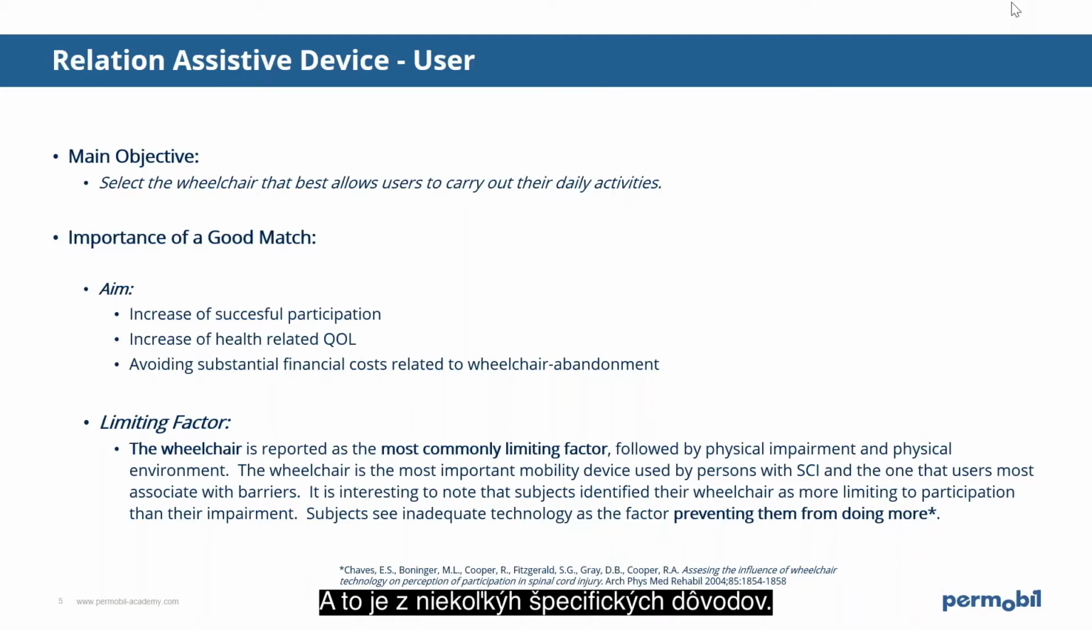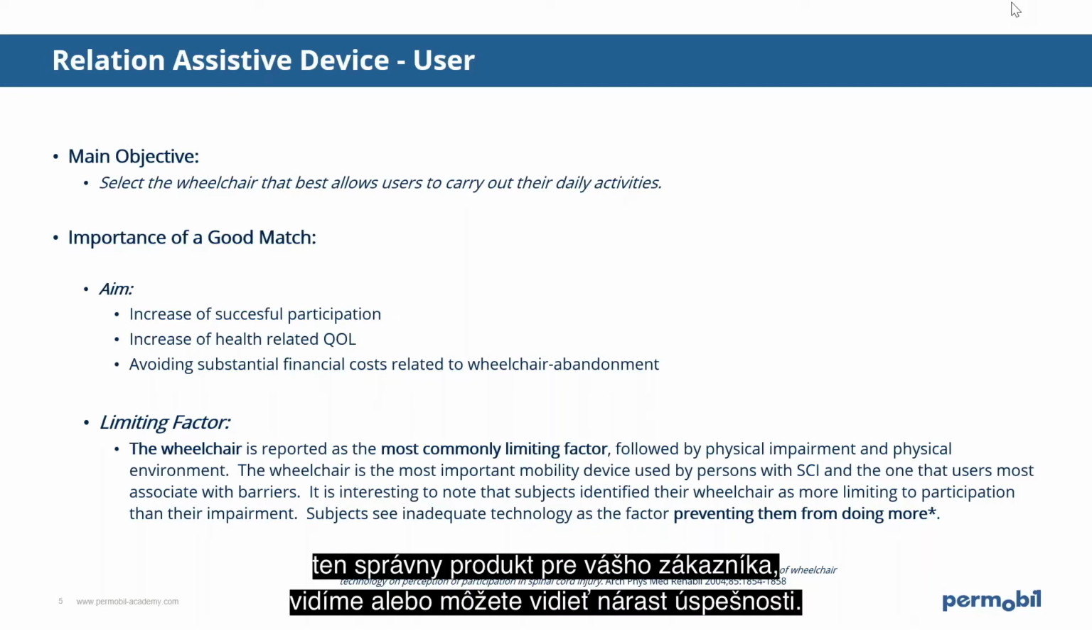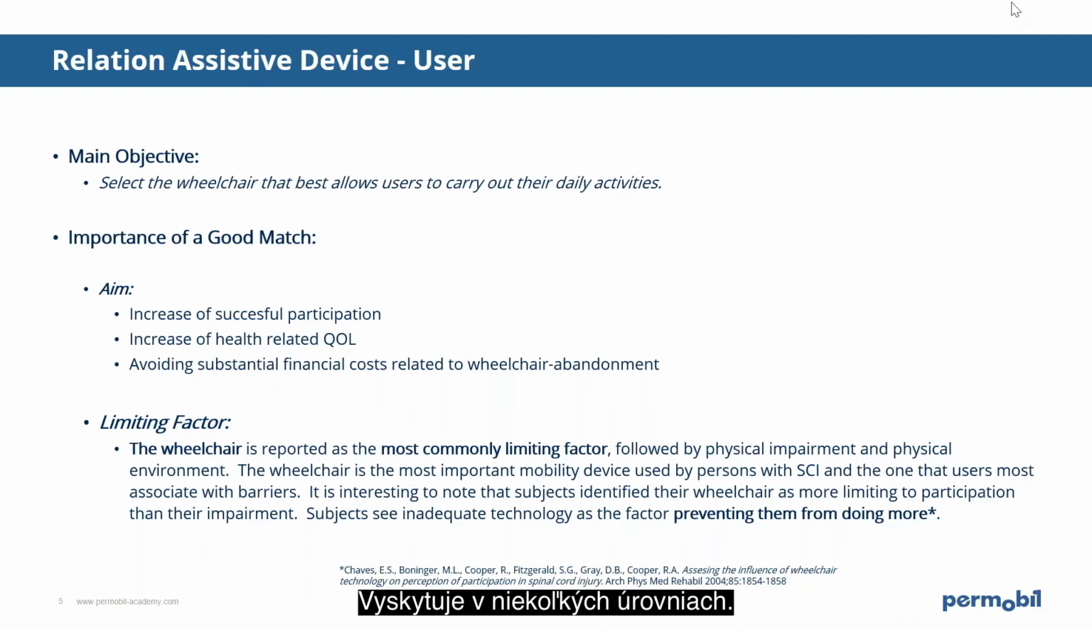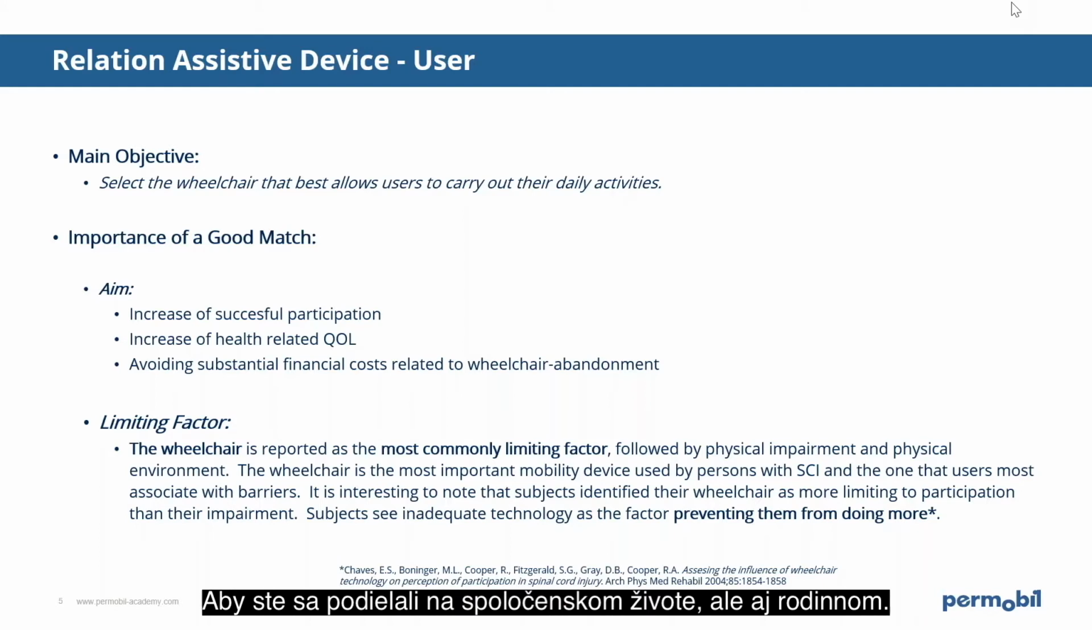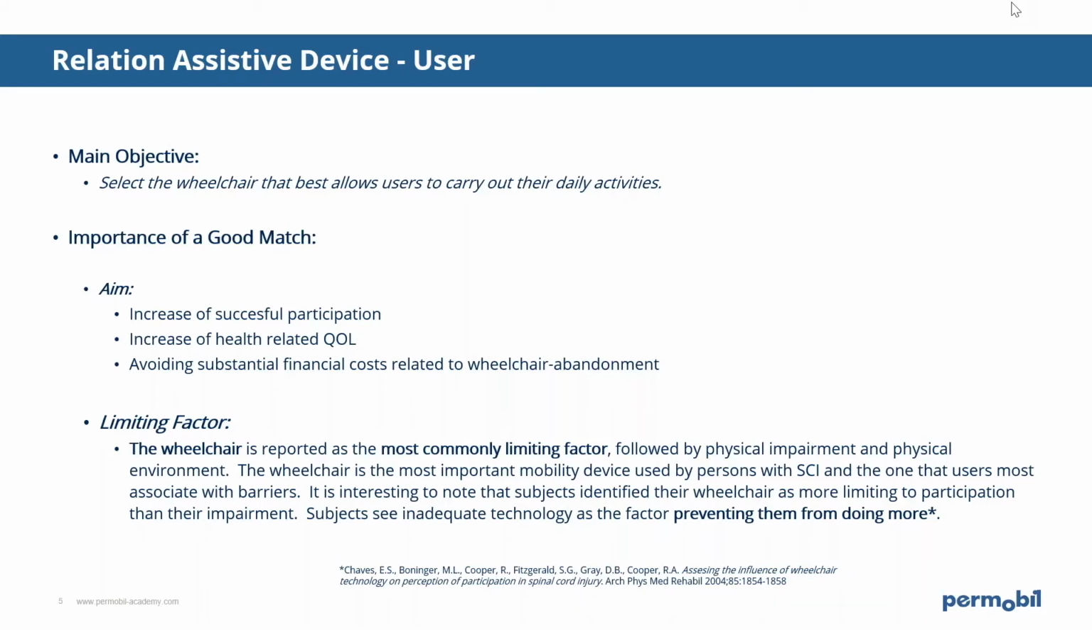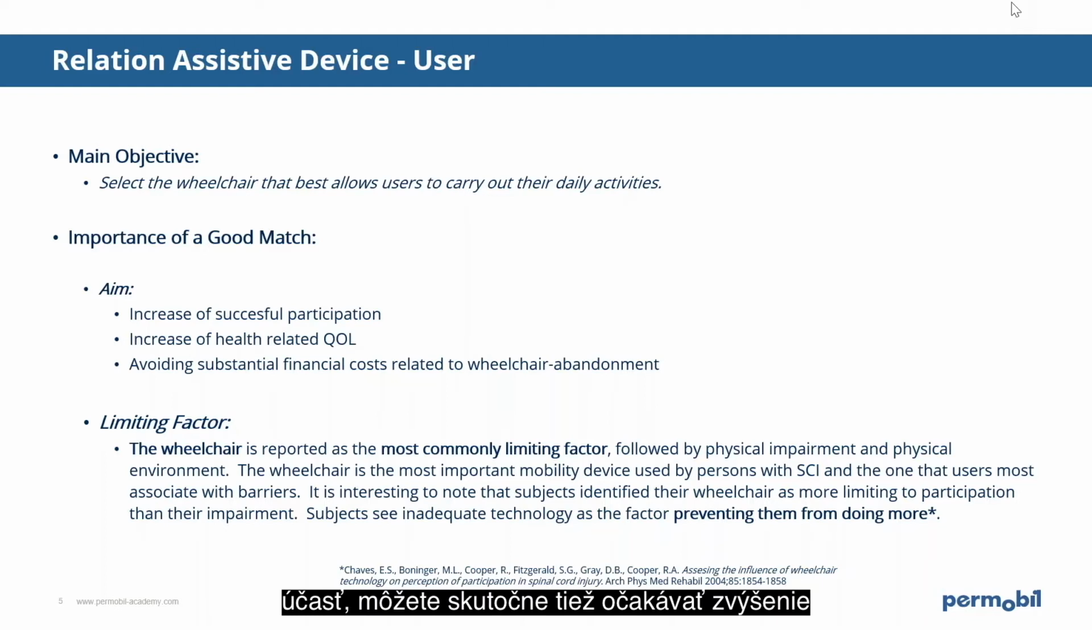And that's for several reasons. The first one is that we know that if you have the right product for your customer, you can see an increase of successful participation. And participation actually occurs on several levels. You have professional participation or educational participation, but also social participation, to participate in social life or in the family life. When we see an increase in participation, we know that participation has a direct correlation with health-related quality of life. So when you see an increase in participation, you can also expect an increase in the quality of life for that user, the health-related quality of life.